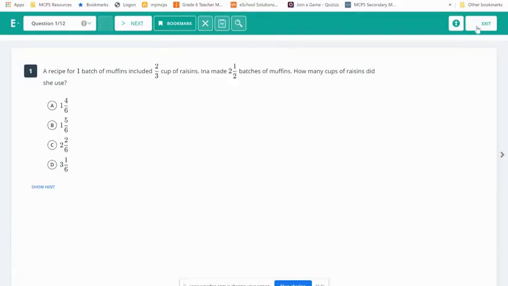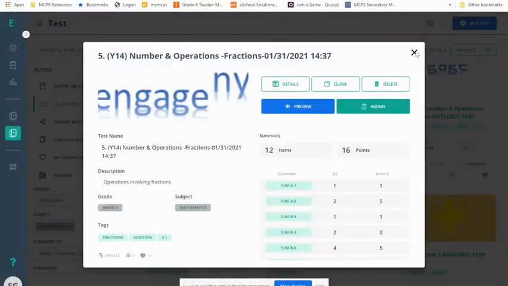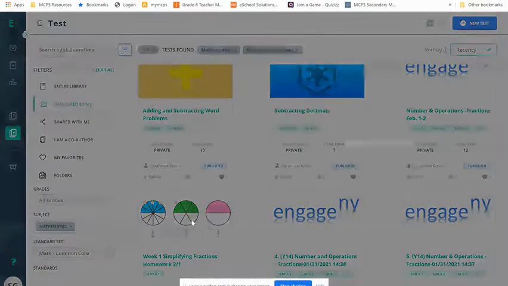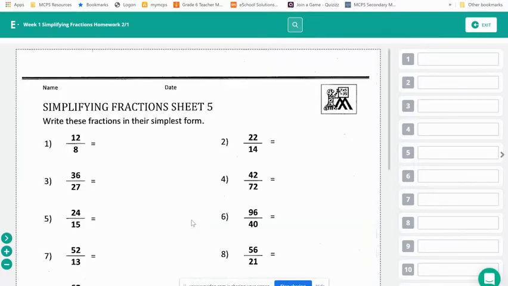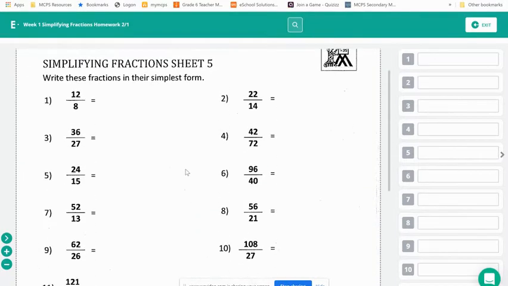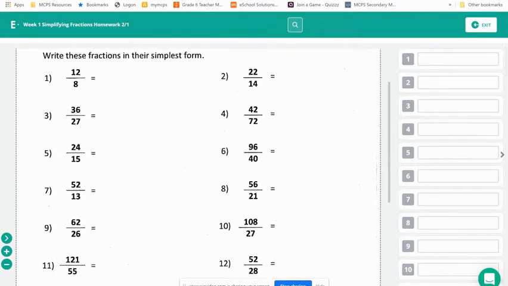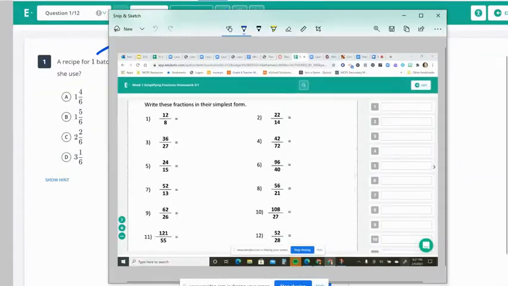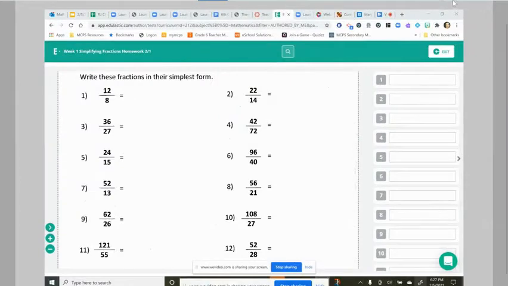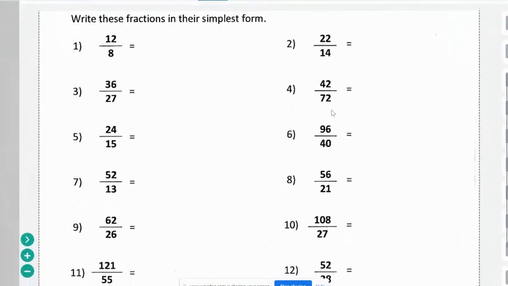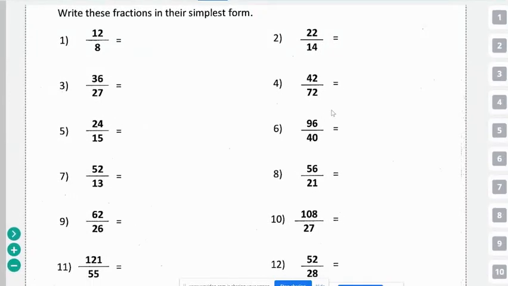Okay, girls and boys, when you are in Edulastic and you have the practice one with the fractions, simplifying fractions homework, here's what we're going to do. We're going to solve them. So for number 1, let me zoom in. All right. We're going to write them in their simplest forms.